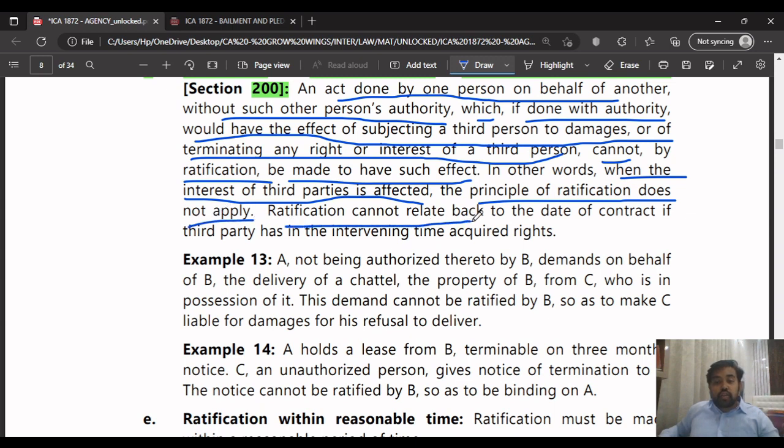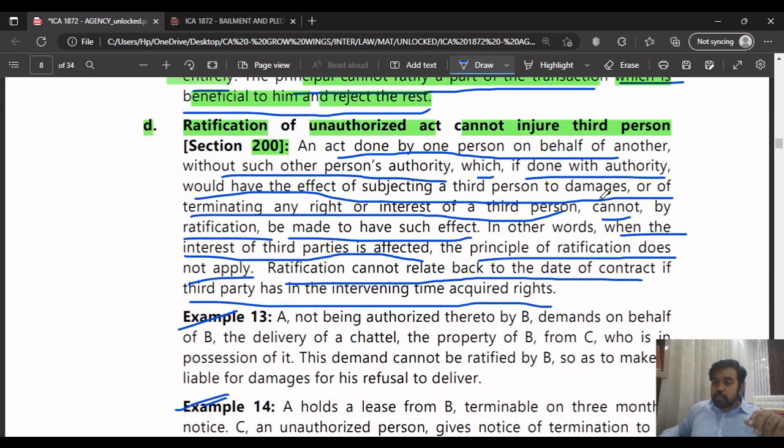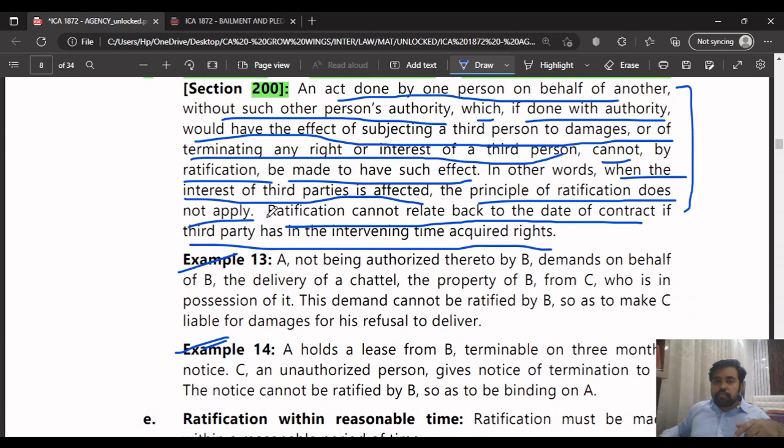The ratification cannot relate back to the date of the contract if the third party has in the intervening time acquired rights. Understood? You would not have understood. Let's see these two examples. You will understand it better. Then I'll come back and explain what they are trying to tell here. Okay, you'll understand that time easily.